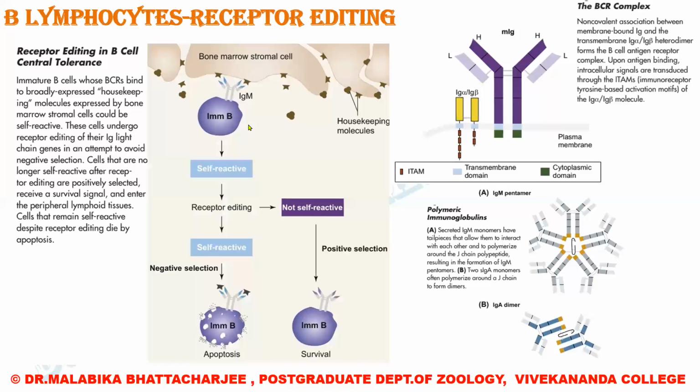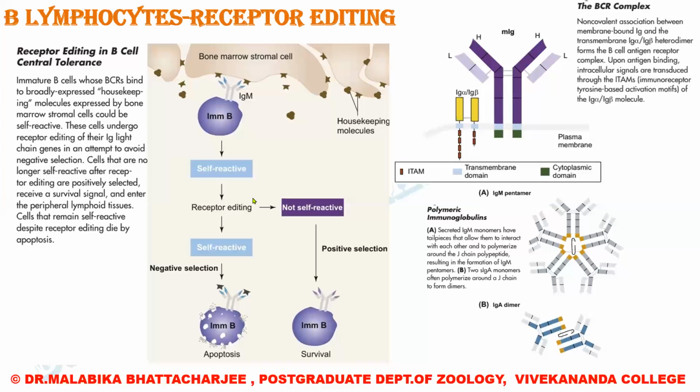Just as I was saying, whenever there is a membrane bound immunoglobulin or a soluble immunoglobulin, so this is an immature immunoglobulin. If you can see the picture, these are the bone marrow stromal cells, and the membrane bound IgM is partially activated. Again, this is an immature immunoglobulin. If this immature immunoglobulin molecule is self-reactive, that is, overreactive to a host antigen, then what happens? There is a phenomenon that occurs, that is receptor editing.